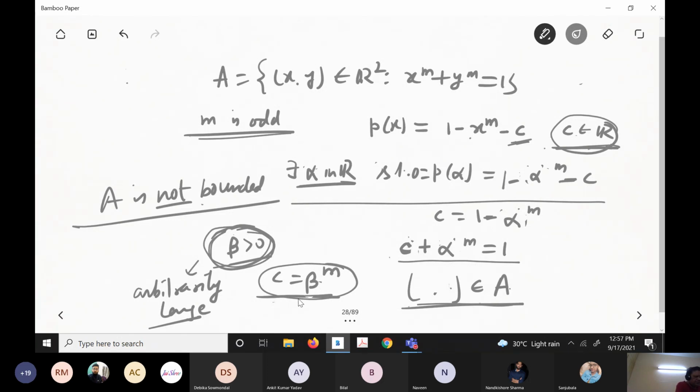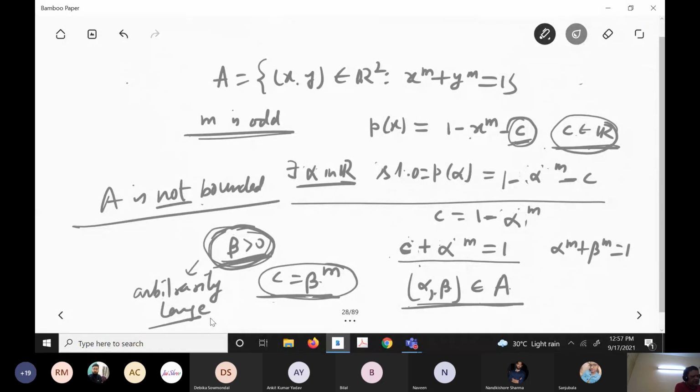That means you will be getting this. I didn't choose anything on c, I just said a real number. Now you choose any beta greater than 0, arbitrarily large you can take, and then you take c equal to beta to the power n. It's a real number, so plugging in, you get alpha to the power m plus beta to the power m equal to 1. That means this point (alpha, beta) belongs to A. Understood?